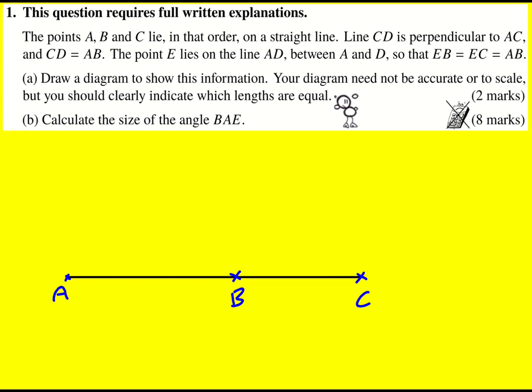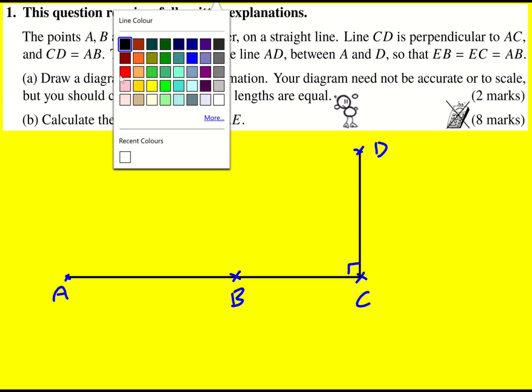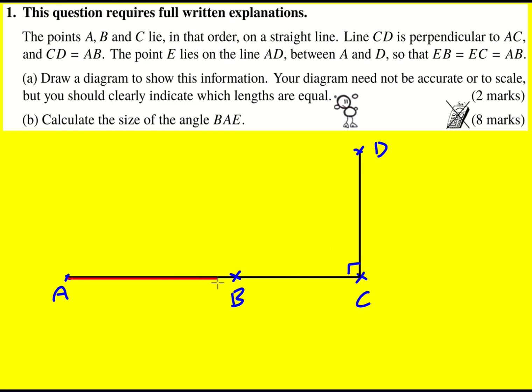Line CD is then perpendicular to AC. So I'm going to make it go up. Therefore, this point is D. And this is a right angle because they're perpendicular. Also, CD is equal to AB. I'm just going to indicate that, make it a red line. And often, this is actually indicated to be working on one color by just a little dash that's going through.